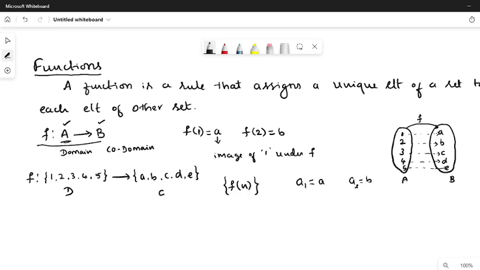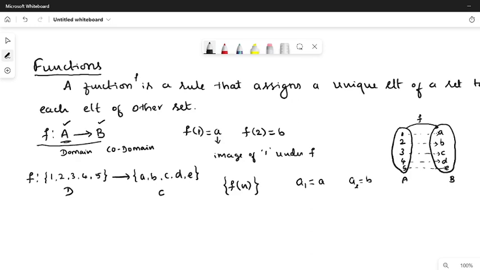So function, when we say that function, generally this comes to our mind: f colon A arrow B. So what are these A and B? What is this f? Let us discuss along with the definition of function. A function, generally denoted by f, is a rule that assigns a unique element of a set to each element of the other set. So this is the definition of function.